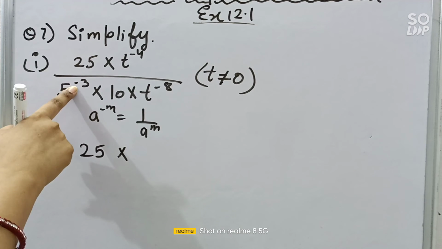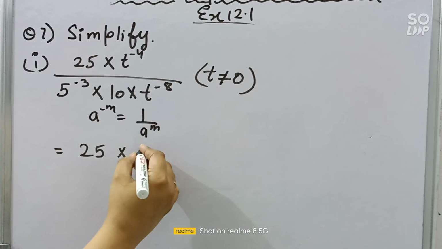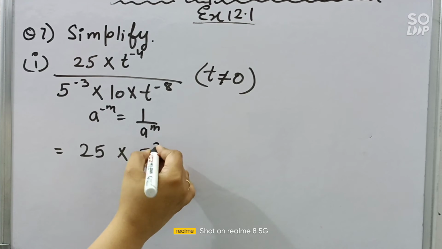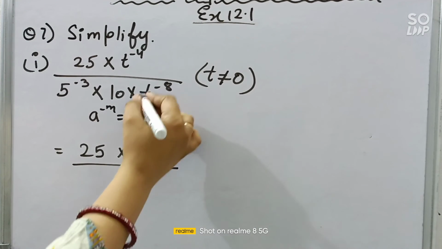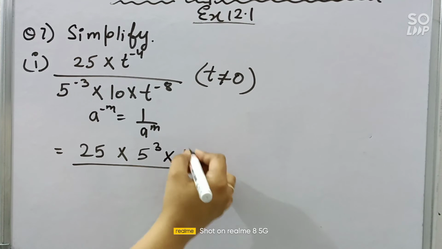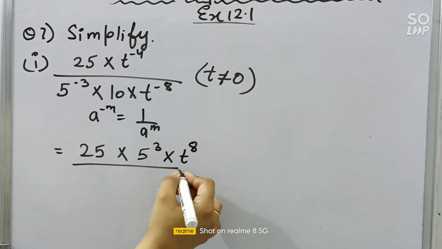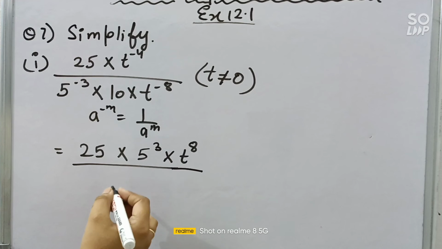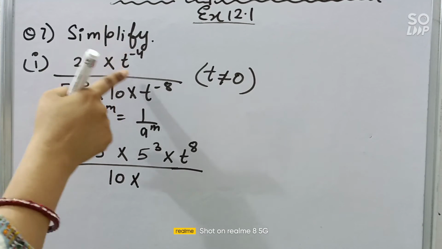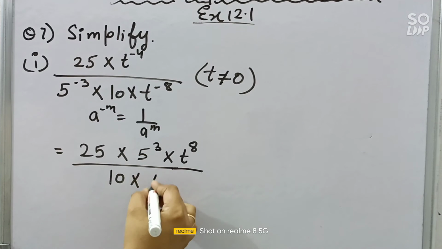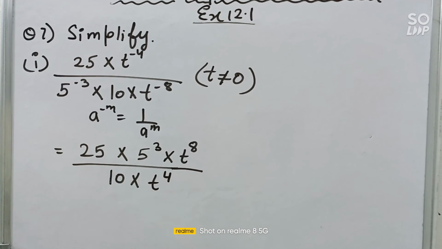25 multiplied with this 5 raised to the power minus 3 will become 5 to the power 3 in numerator, and this t raised to the power minus 8 will become t raised to the power 8 in numerator. Now in denominator we are left with 10 multiplied with this t raised to the power minus 4. This will come in denominator as t raised to the power 4.